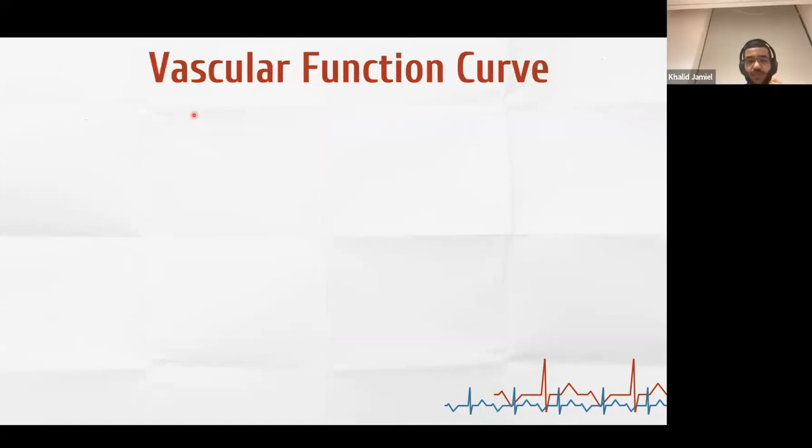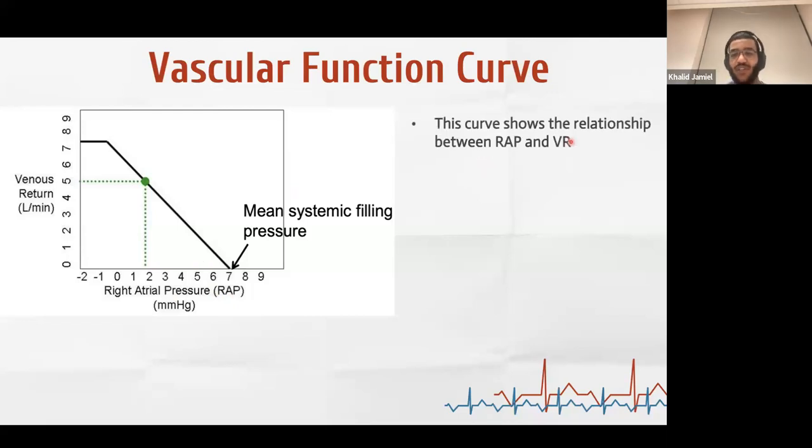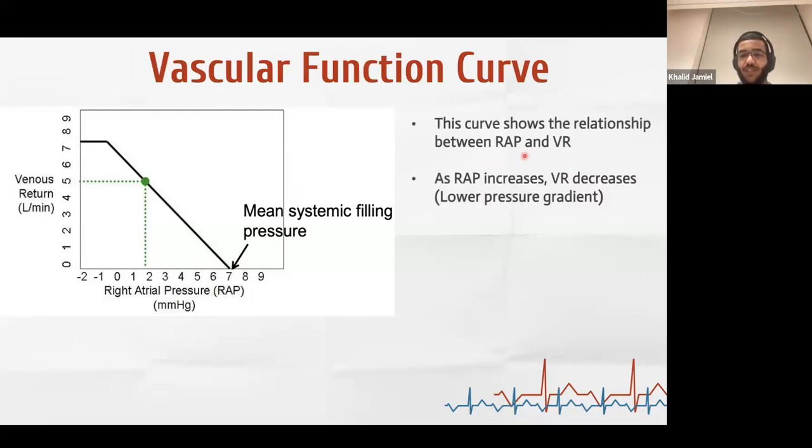So now let's plot it on a curve. This is exactly what we were saying, but on a curve. As you increase right atrial pressure, you decrease venous return. And why? It's because as you increase right atrial pressure, you are decreasing the pressure gradient. So this curve shows the relationship between right atrial pressure and venous return. As right atrial pressure increases, venous return decreases.